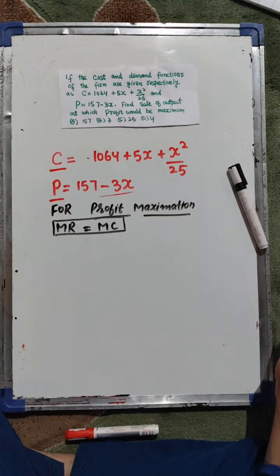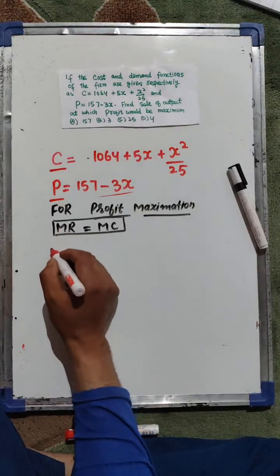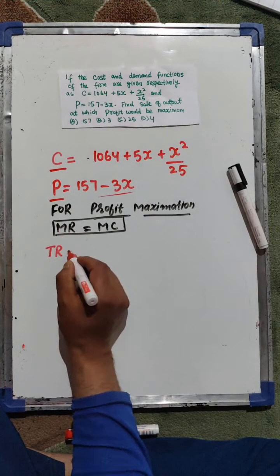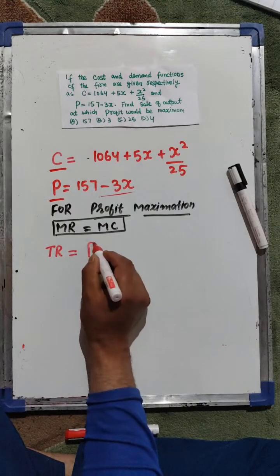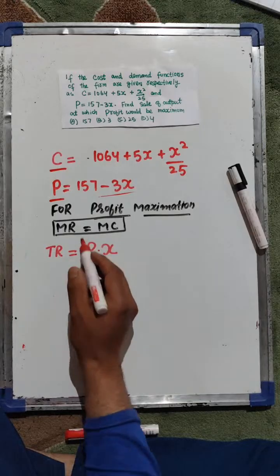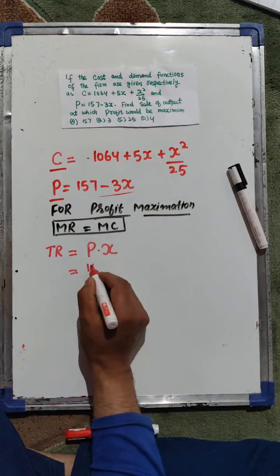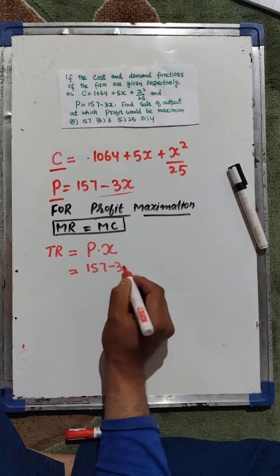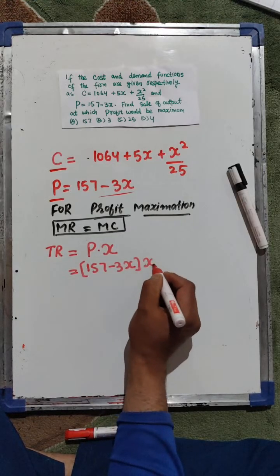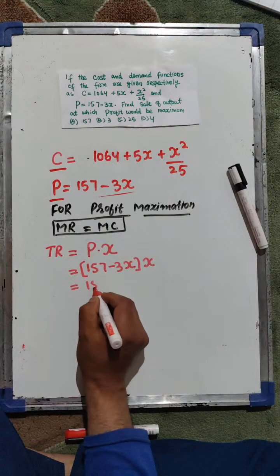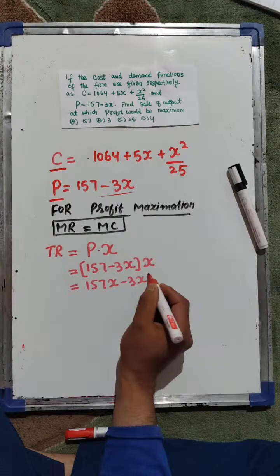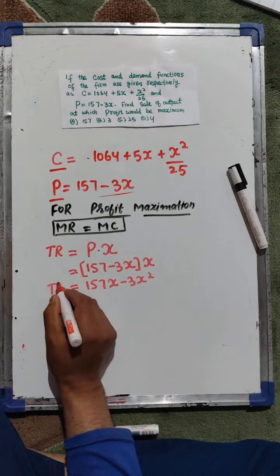So let us first find the marginal revenue. To find the marginal revenue, first we need to find the total revenue. Total revenue, as you know, is price into quantity. The demand function is given as 157 minus 3x. To this we multiply by x. So total revenue will be equal to 157x minus 3x square. This is the total revenue.